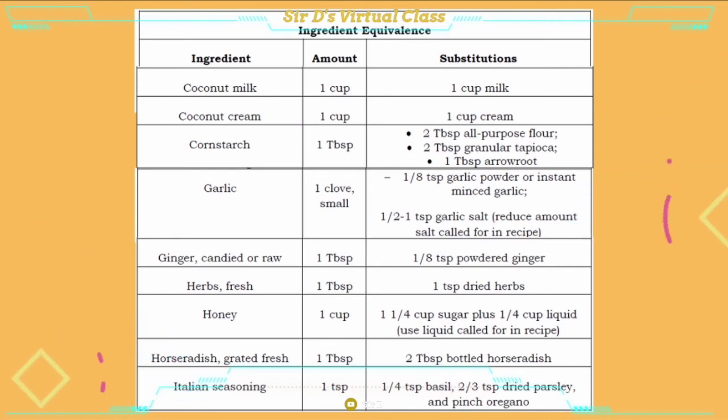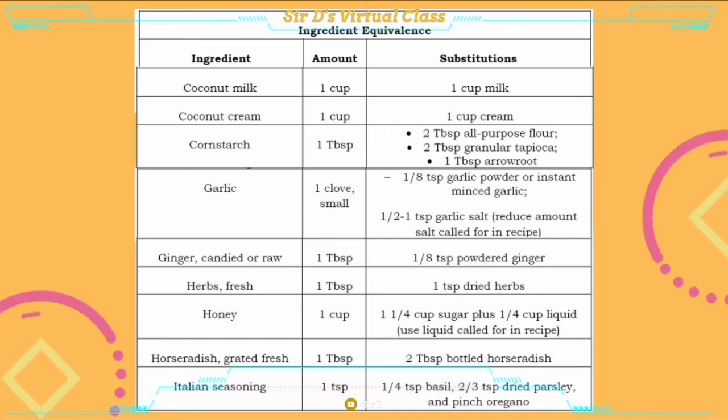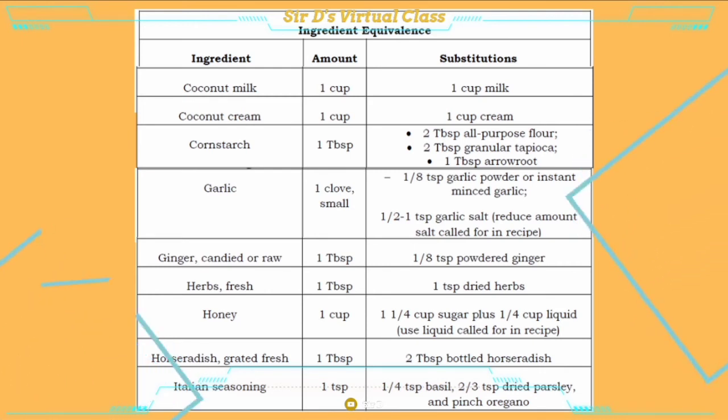If you don't have coconut milk available, 1 cup of it can be substituted with 1 cup regular milk. You don't have Italian spice in your pantry? 1 teaspoon of Italian seasoning is actually equivalent to 1/4 teaspoon basil, 2/3 teaspoon dried parsley, and a pinch of oregano.